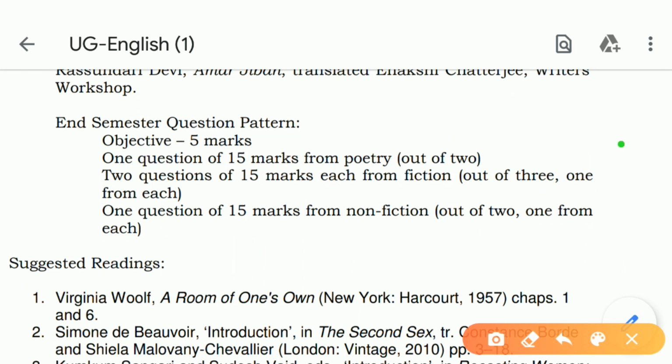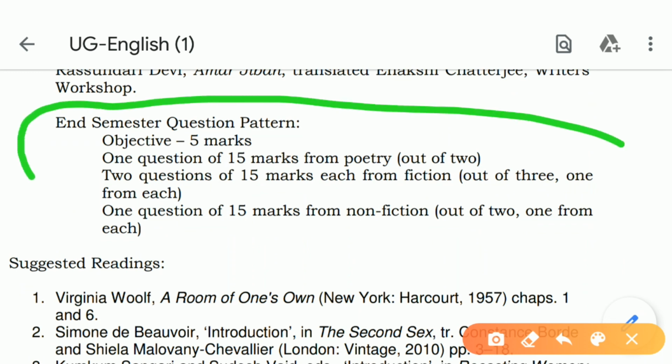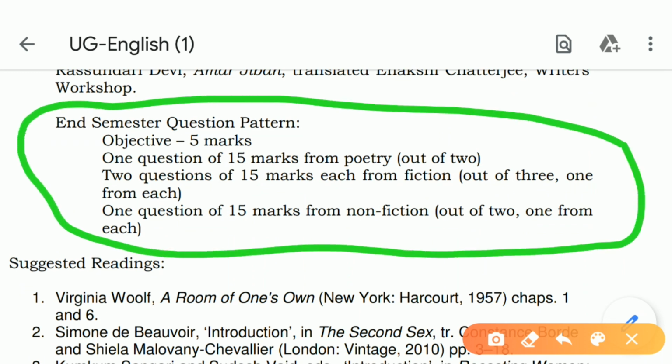So let's find the end semester question pattern, which is also very important for you because this question pattern is very helpful for you. What do you find: objective 5 marks, 1 question of 15 marks from poetry out of 2, 2 questions of 15 marks each from fiction out of 3, 1 from each, 1 question of 15 marks from non-fiction out of 2, 1 from each. So this is basically the end semester question pattern of CC 11.